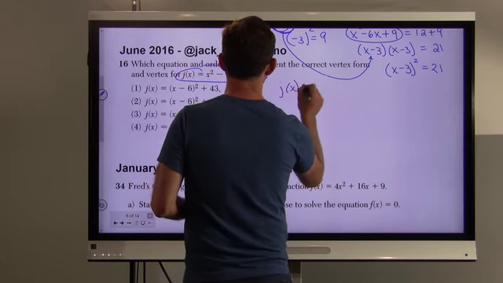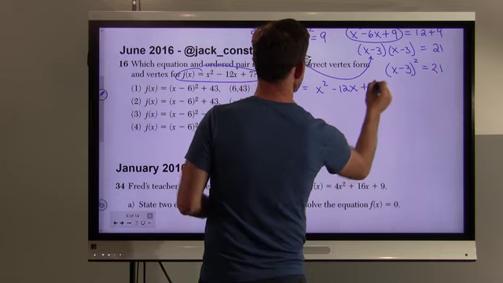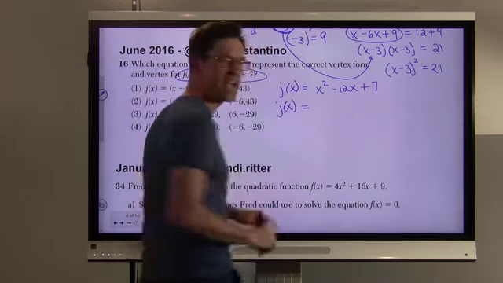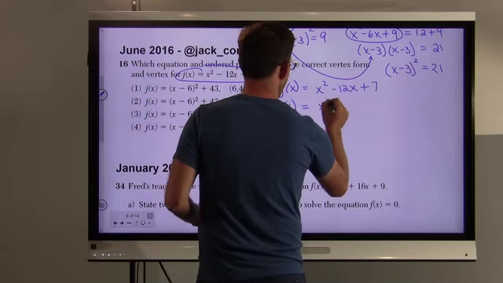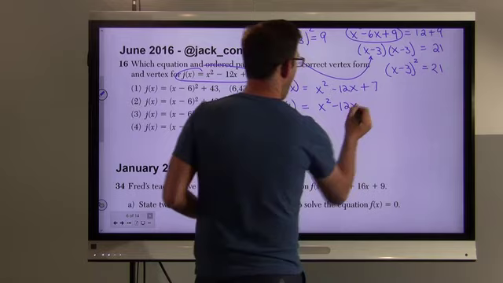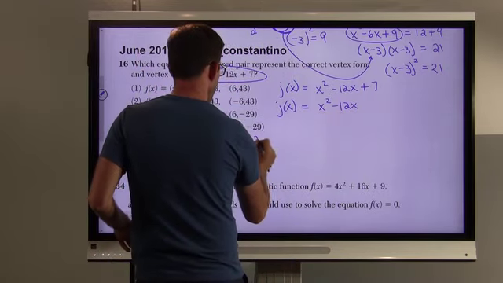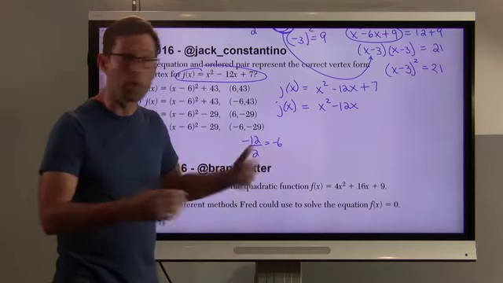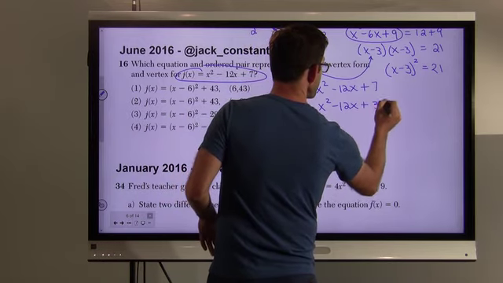Let me just rewrite it right here. x squared minus 12x plus 7. This time I'm going to leave that 7 hanging out right there, okay? And what I'm going to do is take half of that negative 12. I'm going to do negative 12 divided by 2 and get negative 6. I'm going to square it and get 36. So I'm going to add 36 on.